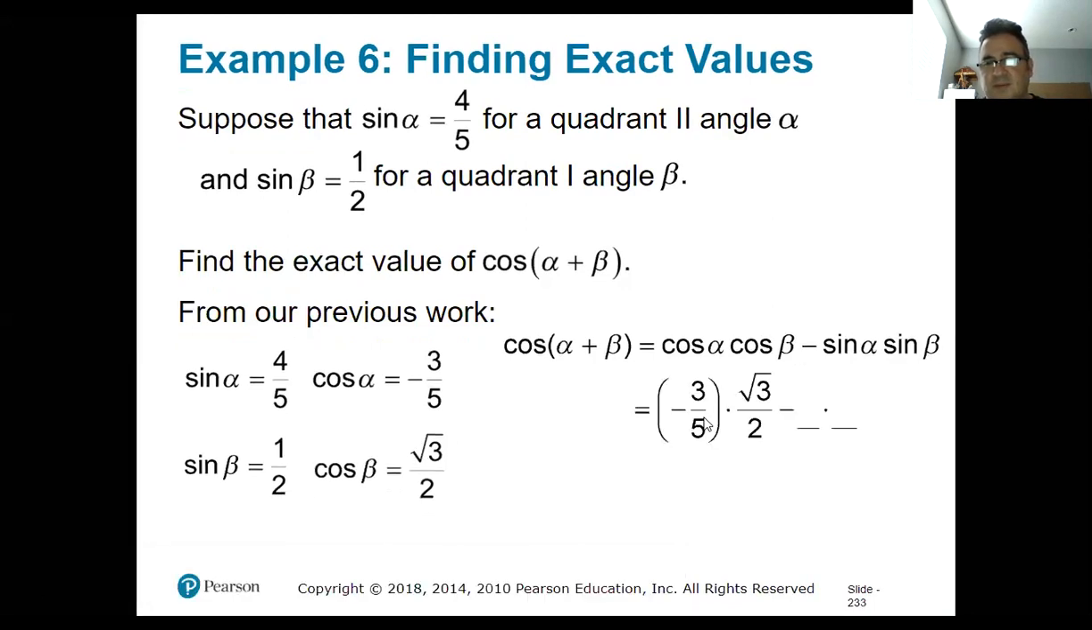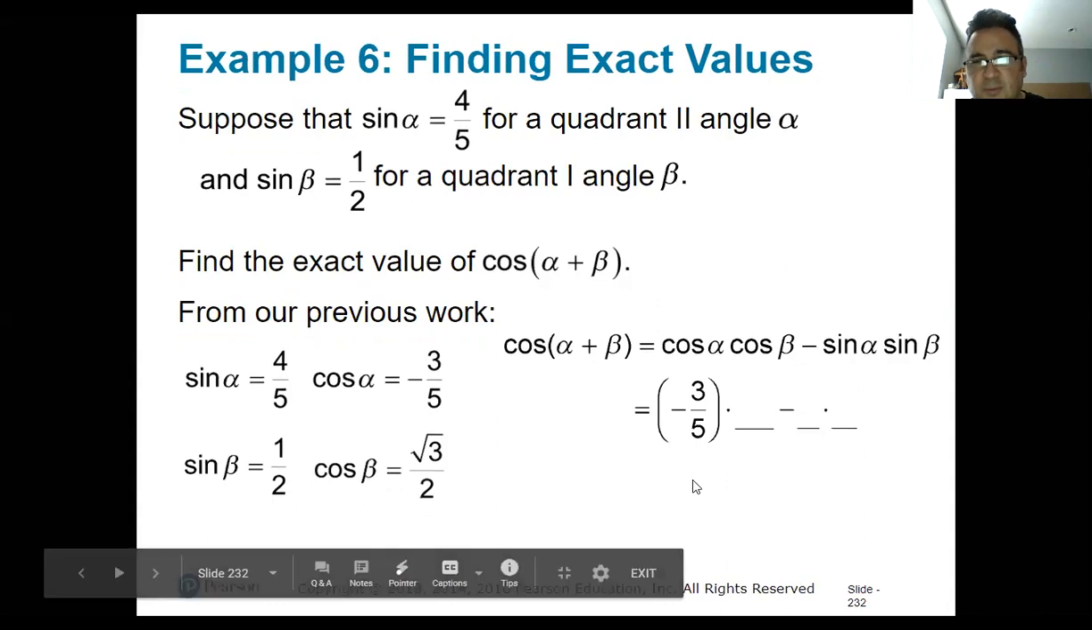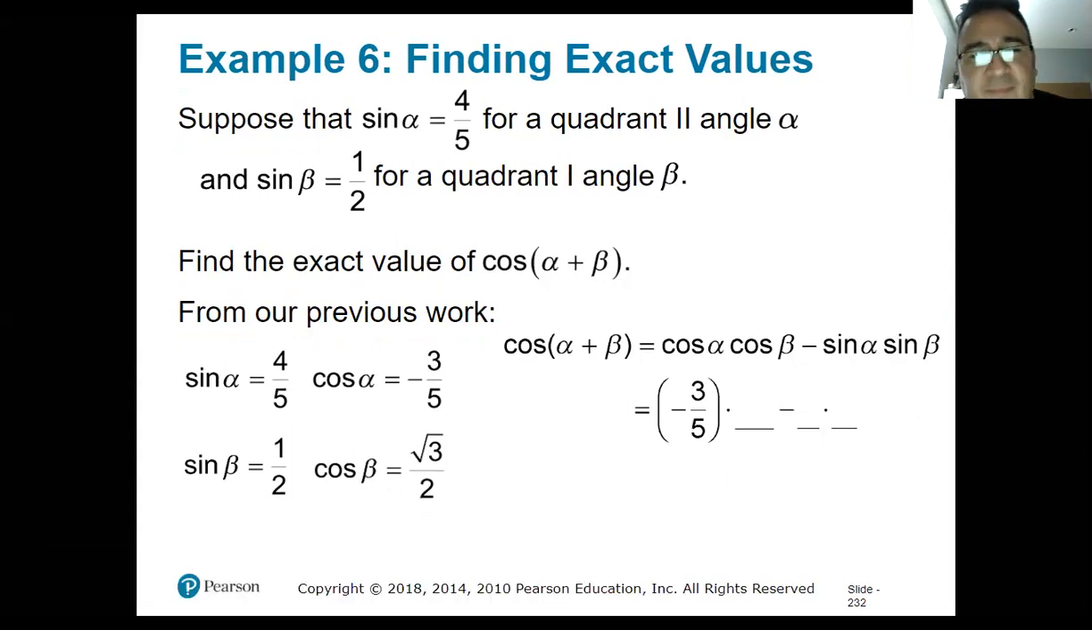See, my computer's on super lag now. -3 over 5, that's cosine alpha. Cosine beta is? Square root of 3 over 2. Right. Good job, Anthony and Jasenia. And then sine alpha times sine beta, which is 4 over 5 times 1/2.